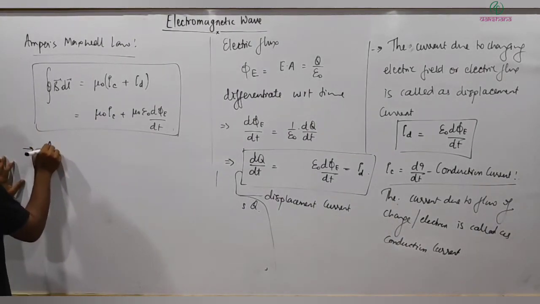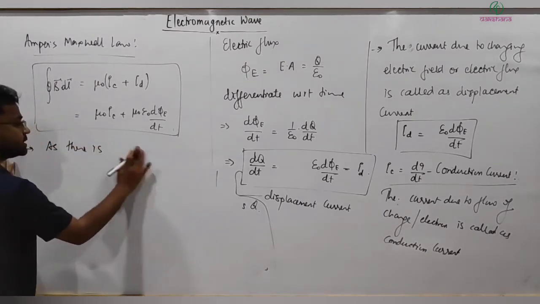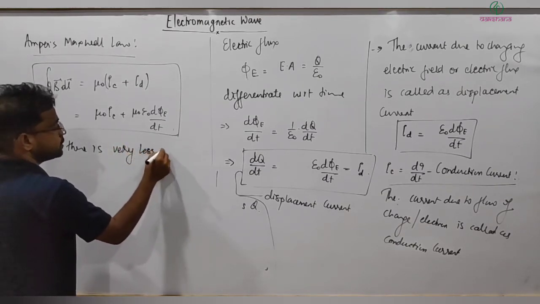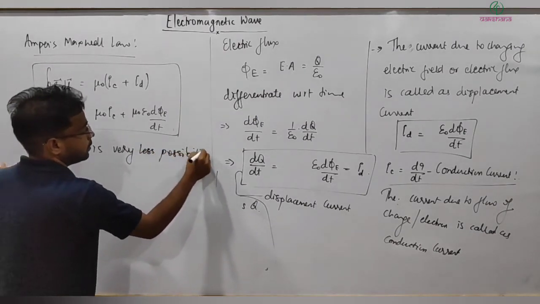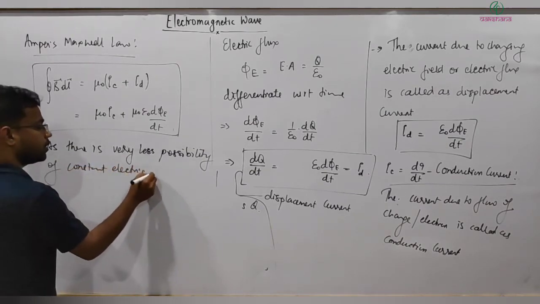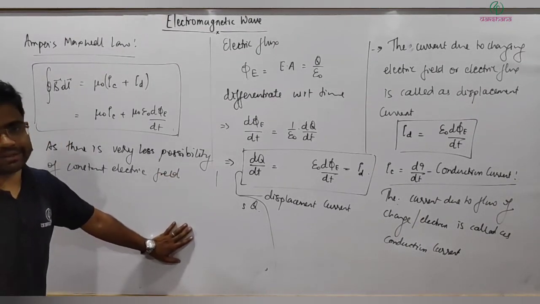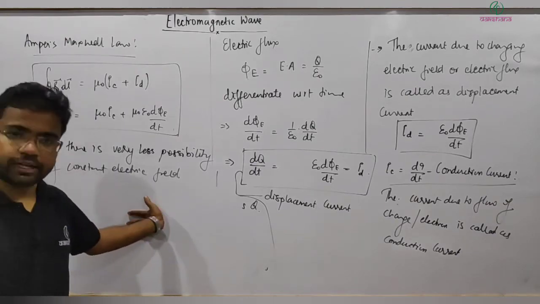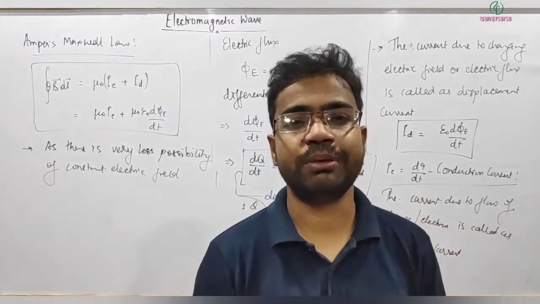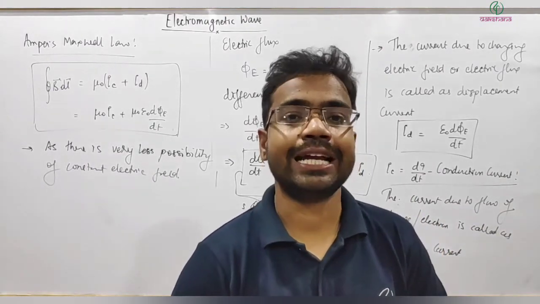There is a very rare possibility of a constant electric field, so it would be better to say that whenever a changing electric field is involved, at that time displacement current will be there. And if there is a conductor where the electric field is changing or the current is changing, then there will be the possibility of existence of both displacement and conduction current.